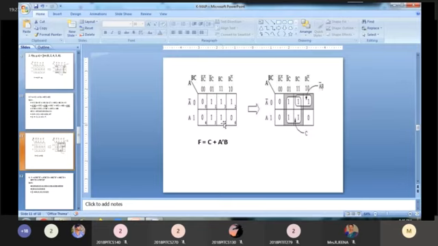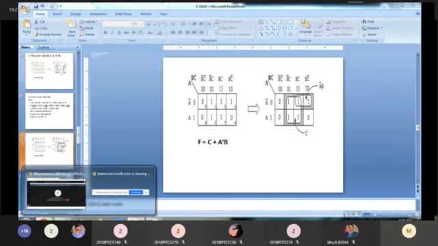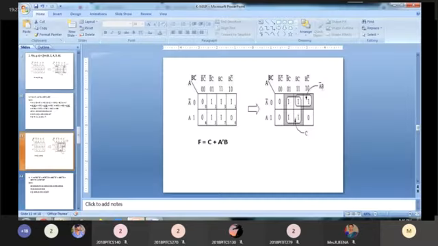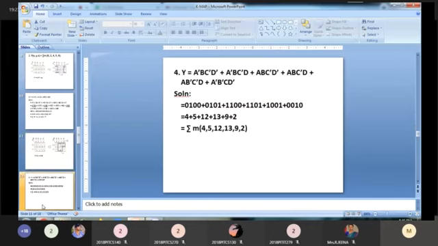So first you are grouping the quad pair. This is one group. Then this is one group. You have to simplify the expression by using this quad group and this pair group. So your answer is C plus A bar B. I think you will understand this easily.